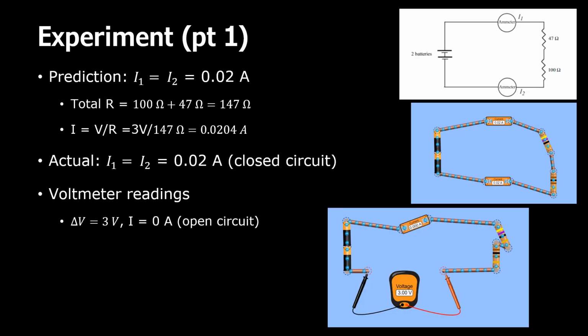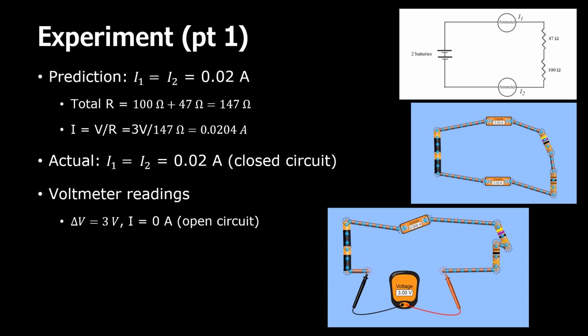So in the first part of the experiment, we just made a simple circuit with some resistors and some ammeters to measure the current. Our prediction is that current 1 is equal to current 2 at 0.02 amps, because the total resistance is 100 ohms plus 47 ohms equals 147 ohms, and we predict the current using I equals V over R, which is 3 volts over 147 ohms, equal to 0.0204 amps. And in actuality, it was 0.02 amps in a closed circuit.